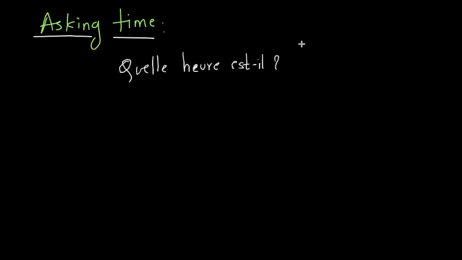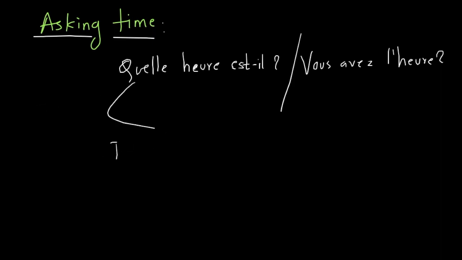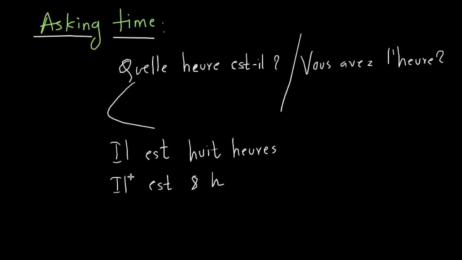"Quelle heure est-il?" You can also say "vous avez l'heure?" Both of these sentences mean the same thing: what's the time? Now, how to answer this question? Generally, your answer is like "il est". You can write "il est 8 heures", or you can also write it with an "h". So there are two notations, either this or this.